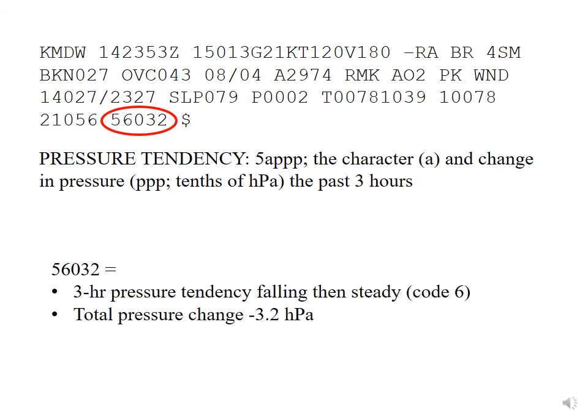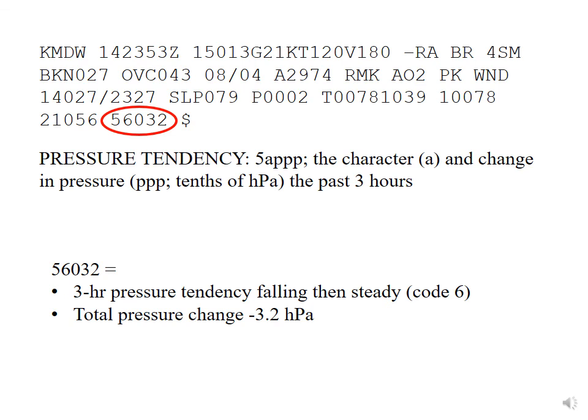Here we have the 5 group, which is the pressure tendency. So we have 5, which tells us the pressure tendency. A is a character that corresponds to the different types of pressure, and you have to look that up in a table. So we have character code number 6, and character code number 6 actually means that the 3-hour pressure tendency is falling, then steady. That's code 6, and you'd have to look that up each time unless you memorized it.